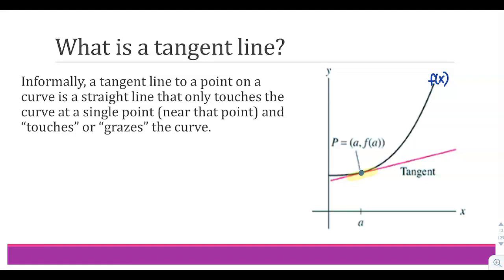So what does it mean near that point? In other words, the graph could be turning around and coming down over here, and this line extends. It doesn't matter that it intersects over here. We just need it to sort of graze the curve near that point a, f of a.